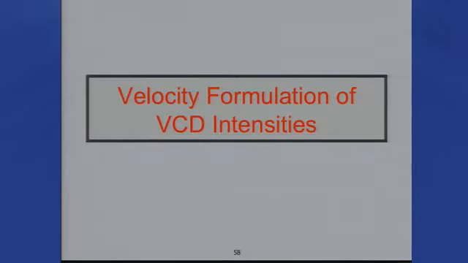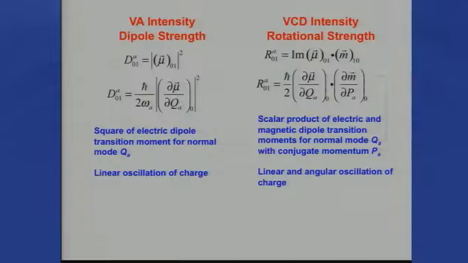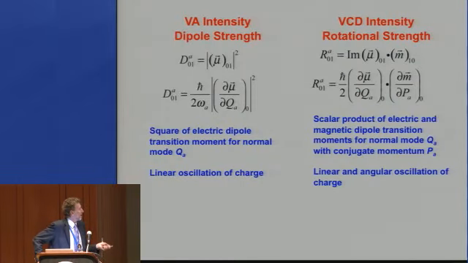Now this is just a little timeout. I'm not going to dwell much on the theory, but just to say that for IR, it's the square of the change in the electric dipole moment with nuclear position. You all know this if you're doing IR spectroscopy. For VCD, it's the dot product of two transition moments, the electric and the magnetic dipole. But for the magnetic, the derivative is with respect to nuclear velocity or nuclear momentum, not nuclear position. If you use nuclear position, you get zero, because of the Born-Oppenheimer approximation. So you need velocity properties.